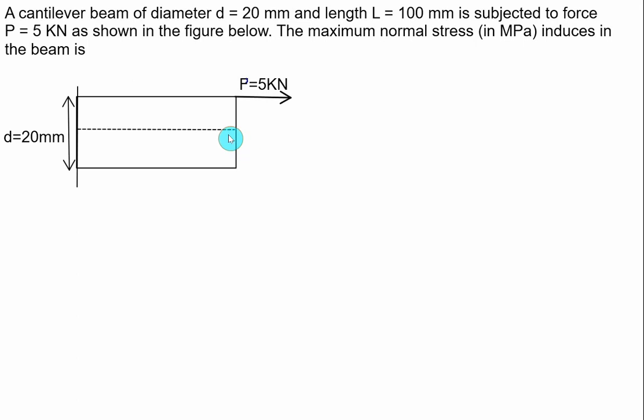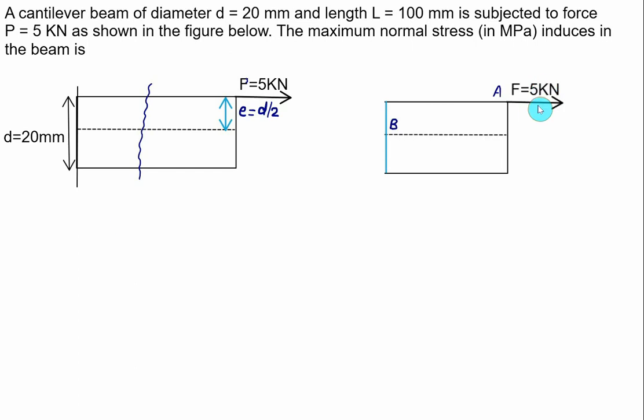Now clearly, the eccentricity of this force from the centroid is at a distance equal to d by 2. So we have eccentricity equal to d by 2. For analysis purpose, we'll cut at a particular section at distance x, and we can develop the FBD. This force is the external force, so we have to show the internal reaction. The internal reaction will be exactly opposite, equal to 5 kilonewton.